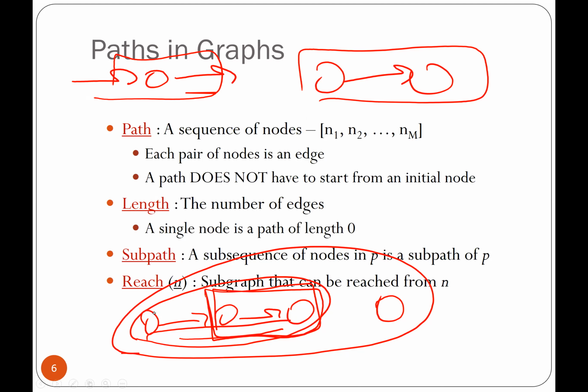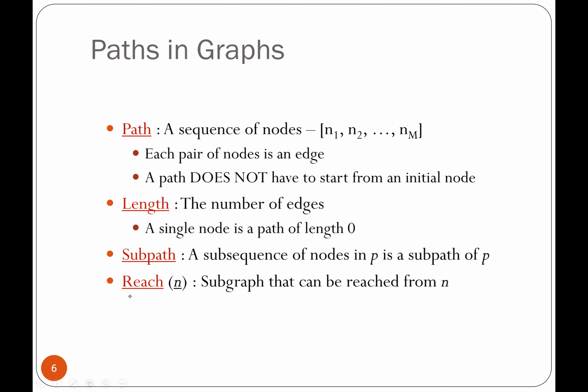Finally, we have the concept of a reach. A reach says we're starting off from a particular node, and we're seeing how far we can reach from that node. So if I'm here, this is node 1, 2, 3. The reach from node 1 is nodes 2 and 3. The reach from 2 is just 3, and from 3, I'm reaching nothing but 3 itself.